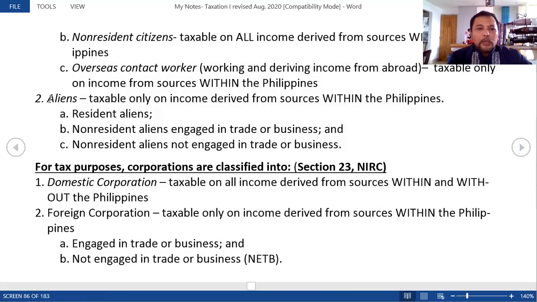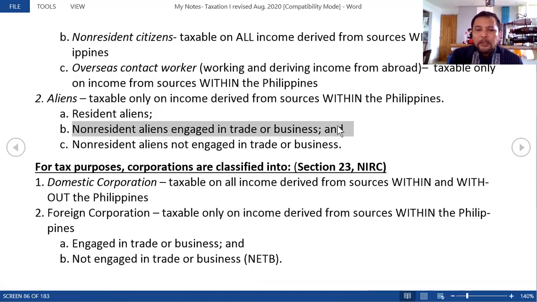Another kind of individual are aliens. Who are aliens? These are foreigners, no? So are they taxed here in the Philippines? Yes, only for income derived here in the Philippines, so within the Philippines. For their income outside the Philippines, they're not taxed because the Philippines has no jurisdiction. So there are three types of aliens. Resident aliens, meaning a foreigner who is already a resident here in the Philippines. And then we have non-resident aliens engaged in trade or business. So he is an alien, but he's also a non-resident.